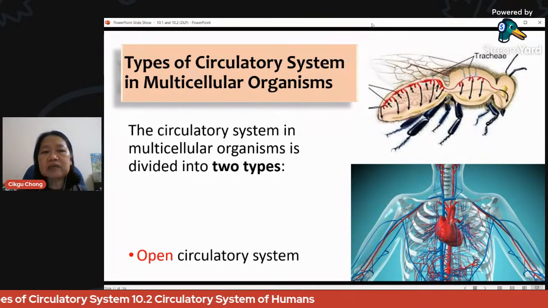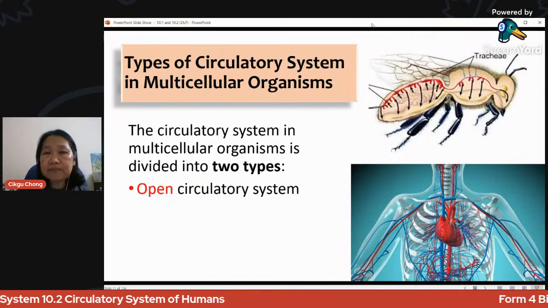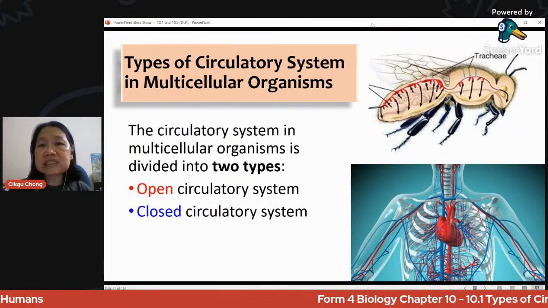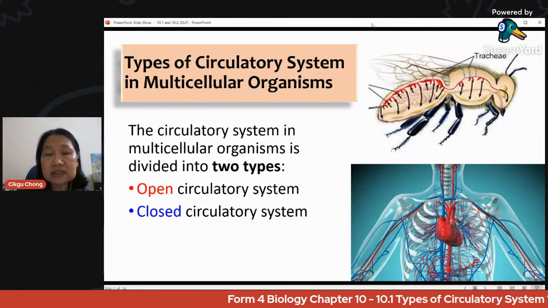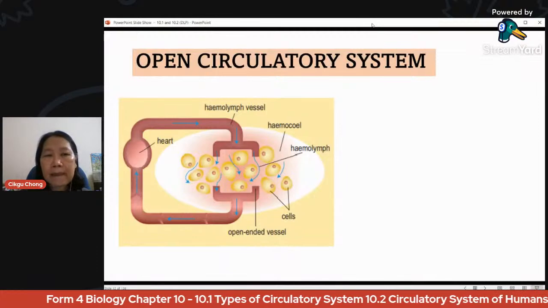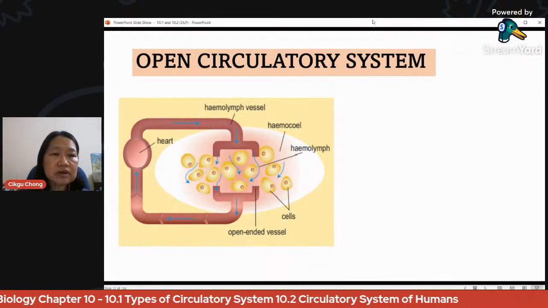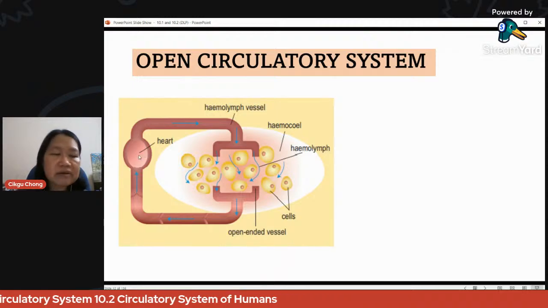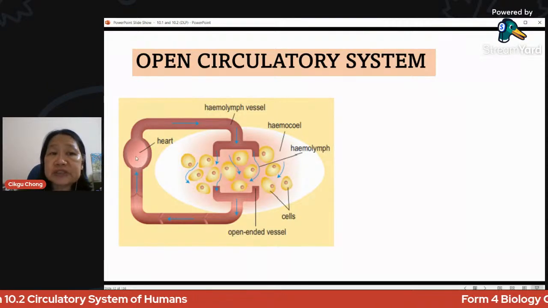Okay, let's look at the two types. One is the open circulatory system and one is the closed. So all the circulatory systems can be classified into two types. So we're going to see the difference. All right, now look at the open first. In the open circulatory system, you will see that there's a heart there, right? It could be more than one heart, for this open circulatory system.